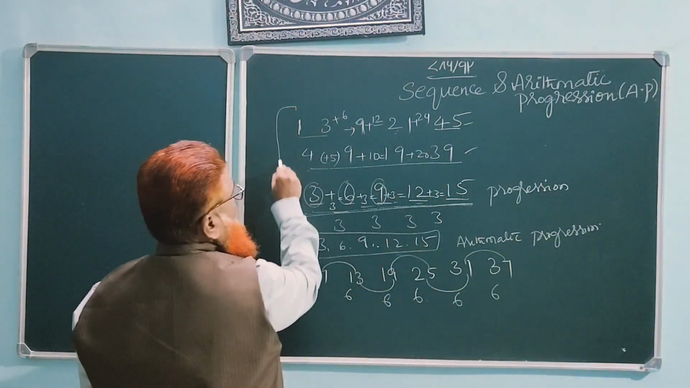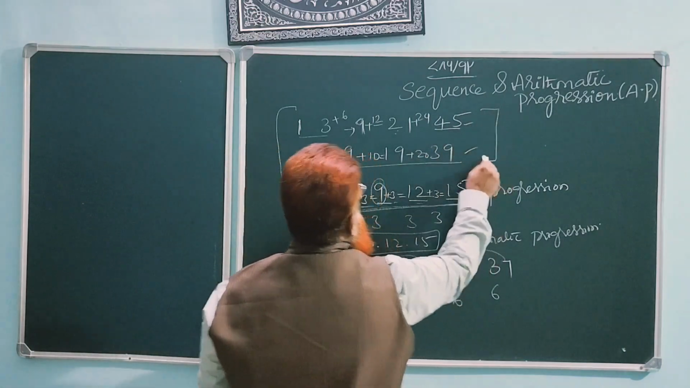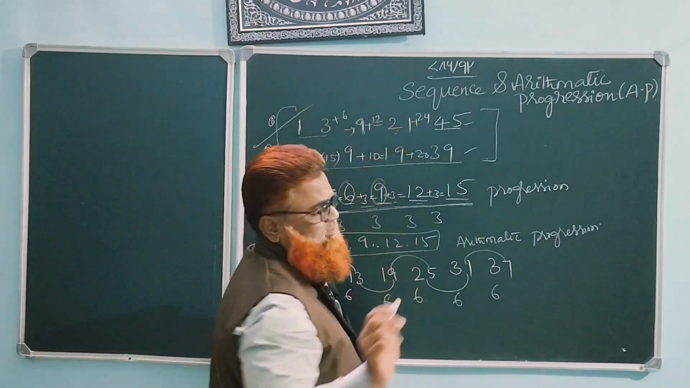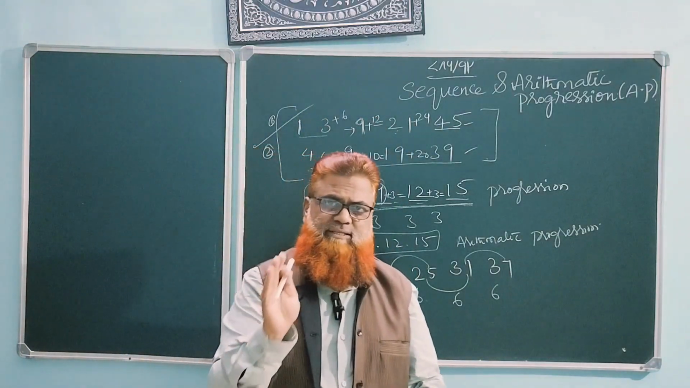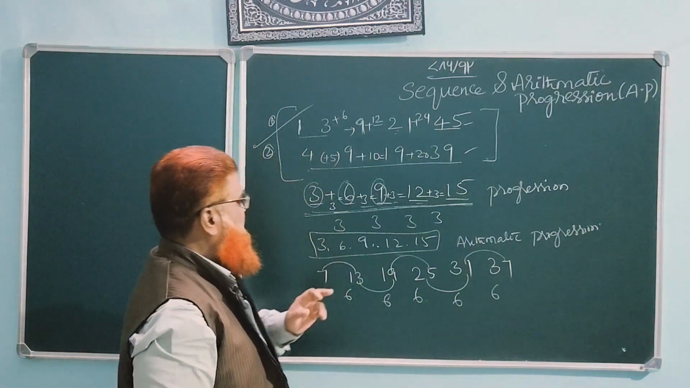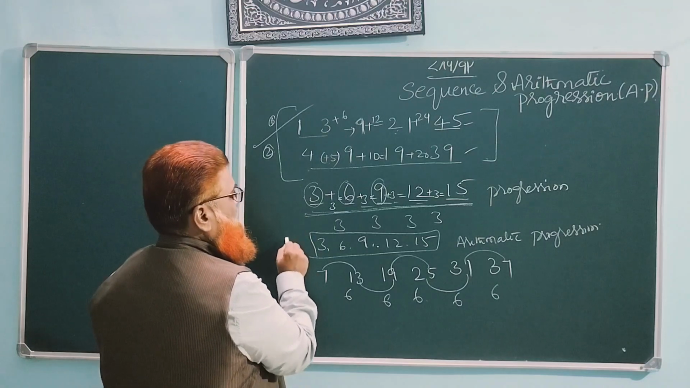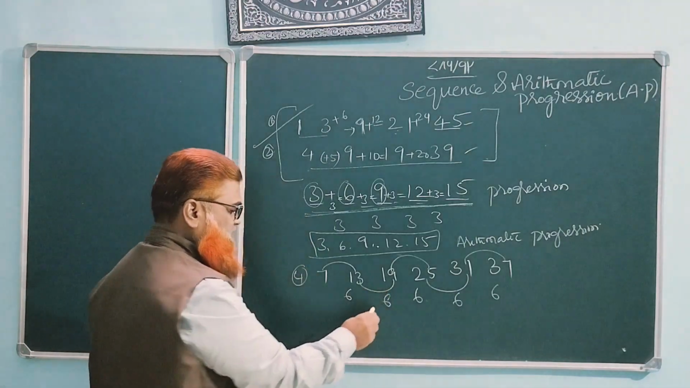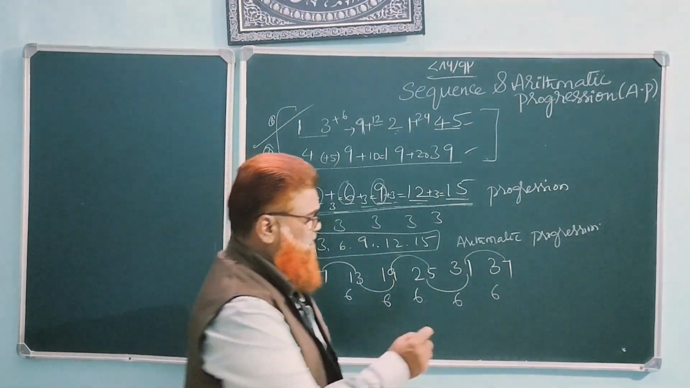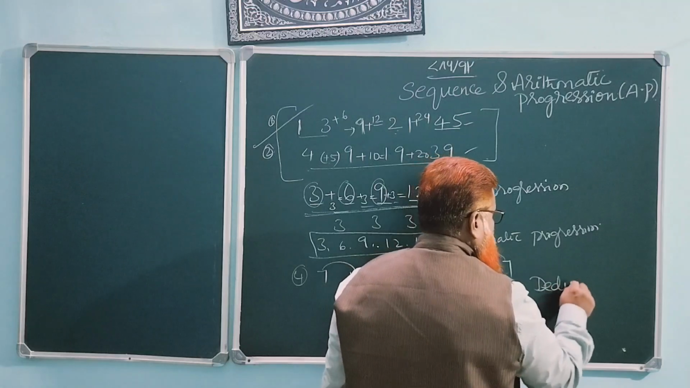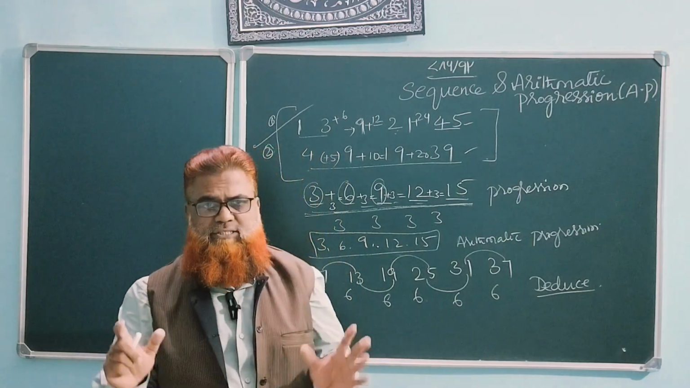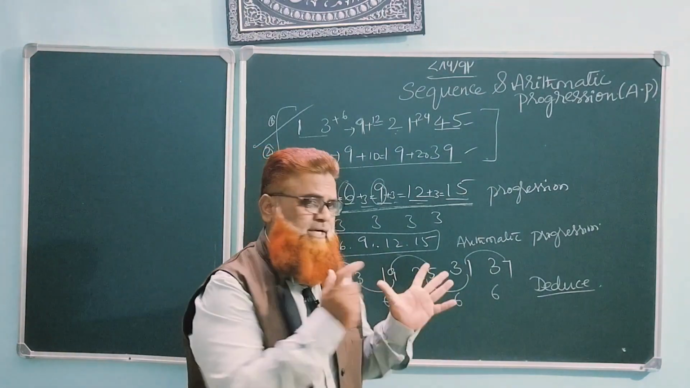The two examples I discussed earlier, this 1 and 2, are only a sequence, viewers. They are only a sequence, but they are not an arithmetic progression. What I discussed in the third and fourth problems before you is a sequence as well as an arithmetic progression. From this we can make a logical conclusion, a logical deduction.